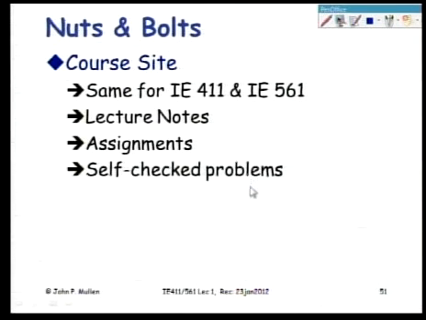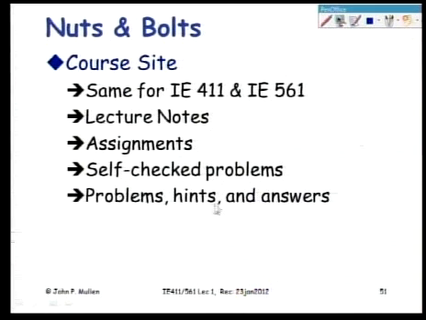Assignments will be up there on the course site. There's something called self-check problems, which you can go through and try out different things and check yourself to see if you got it right. There's, of course, regular problems. These have a problem statement, a set of hints, and detailed answers. That should have been indented.